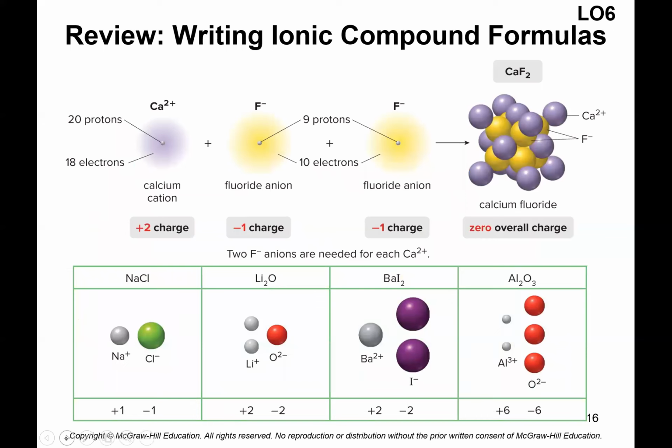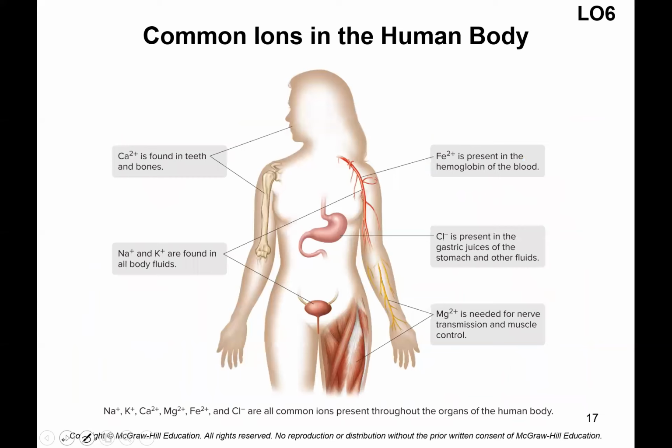This is a review on how to write, again, your ionic compound formulas. We did an example just now, but this is just to help you refresh on how to write those compound formulas. Okay. We do have ions in the body that have a functional role. So these are like calcium 2+. That's going to be an ion that we find in bones. Sodium and potassium, these ions are found in our bodily fluids, and so on. Iron 2+ is present in our blood. So these ions do have functional roles in our bodies.